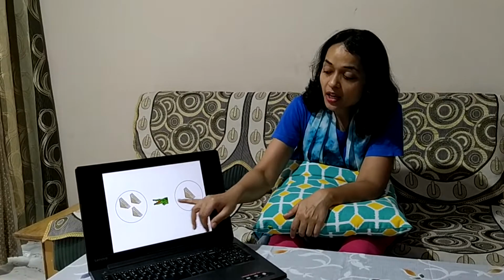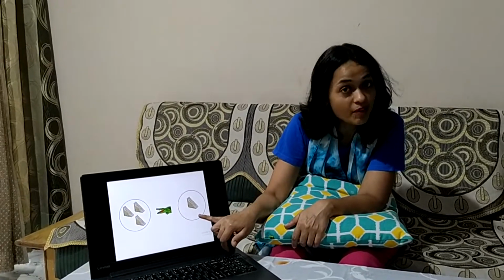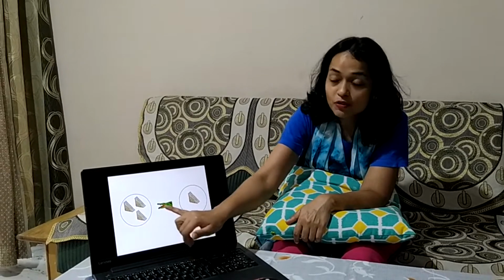Here is our friend Ali the alligator, right? He is very hungry and he loves to eat more and more food. Here we understood that in this group we have 3 sandwiches, and here we have 1. So Ali the alligator will prefer to eat this group because it has more than this group. So this has more and this has less.